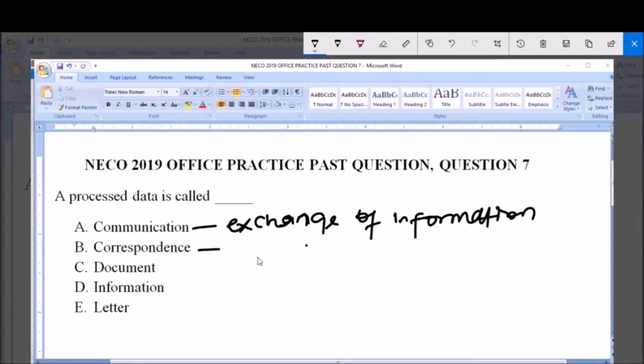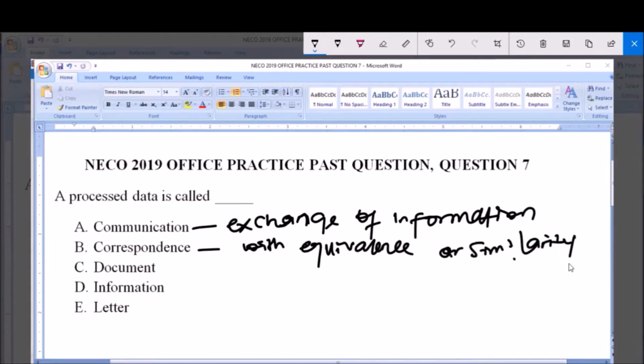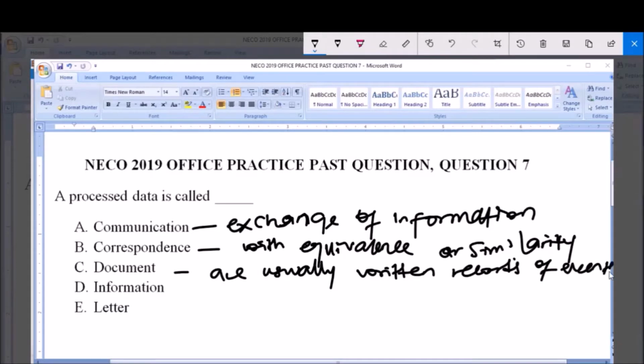Now B says correspondence. Correspondence here simply means one with equivalence or similarity. Now documents are usually written records of events. Now this is information. Information is known as processed and organized data.